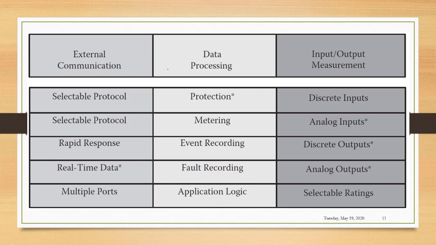We can see here three aspects of an IED. One is external communication, second is data processing, and the third one is IO measurement, input output measurement. In external communication, we have various protocols: selectable protocol, rapid response, real-time data, multiple ports. In data processing, we have protection, metering, event recording, fault recording, application logic. Then discrete inputs, analog inputs, discrete outputs, analog outputs, right? So these are all selectable ratings.